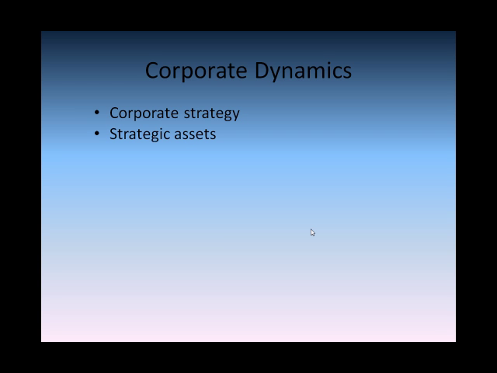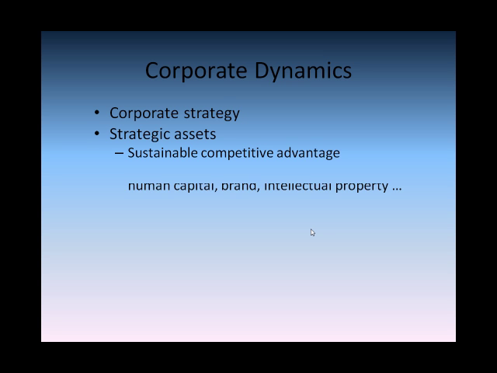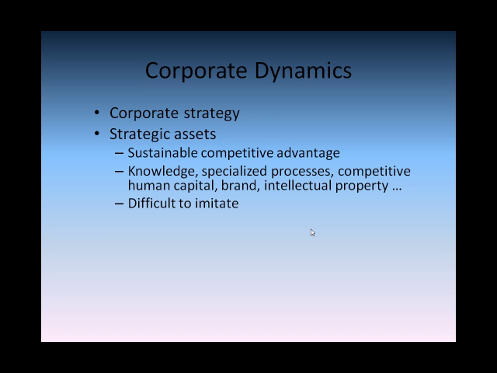So thinking from the aspect of corporate strategy, you want to classify the enterprise assets perhaps into three categories. At the top level are your strategic assets. These assets allow you to achieve sustainable competitive advantage, and these include knowledge, specialized processes, competitive human capital, maybe branding and intellectual property. These are assets that are very difficult to imitate, and therefore these are often not physical assets.